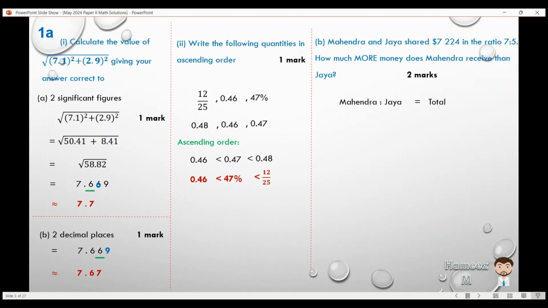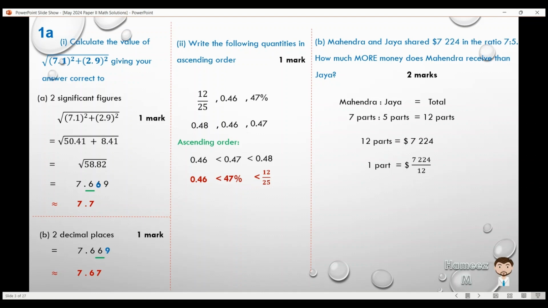So if we consider Mahindra and Jaya and we put them together, that will give us our total. So Mahindra got 7 parts, Jaya got 5 parts, so in total we have 12 parts. Now if we go back to the first line and look at it, Mahindra and Jaya shared $7,224, which means the total, which is 12 parts, is equal to $7,224. And by the unitary method, we can find for 1. So for 1 part means we're dividing by 12 on the left-hand side, then we can divide by 12 on the right-hand side. So 1 part will be $7,224 divided by 12.